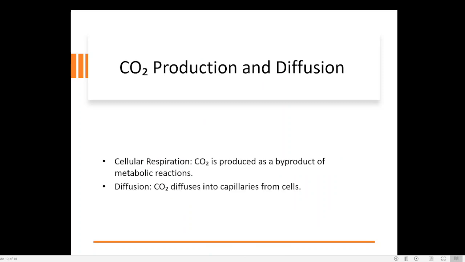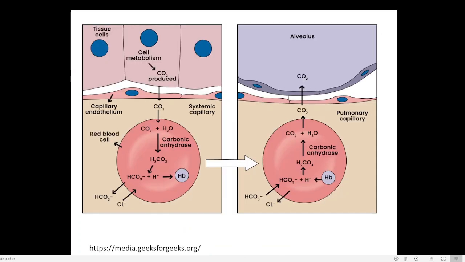Here you can see that carbon dioxide combines with water, forming carbonic acid. Then what is happening to carbonic acid? It is undergoing dissociation into bicarbonate ions as well as hydrogen ions. Hydrogen ions will be entering into the hemoglobin.